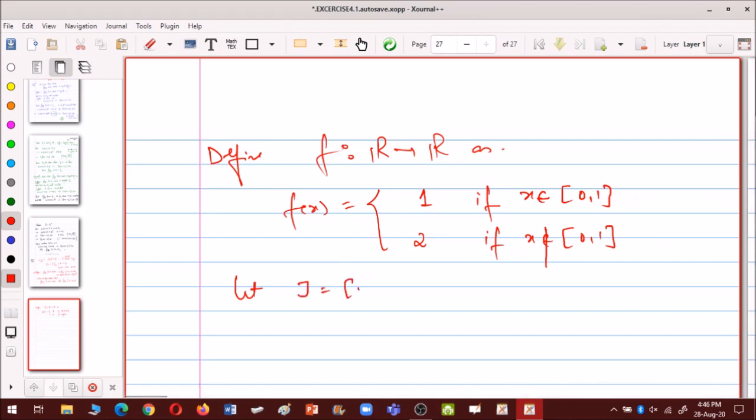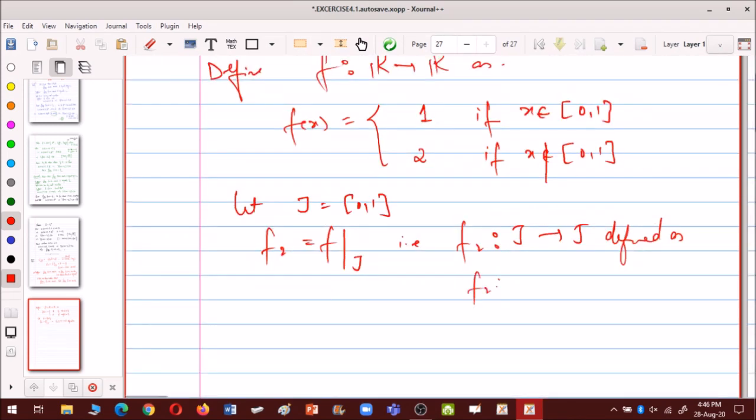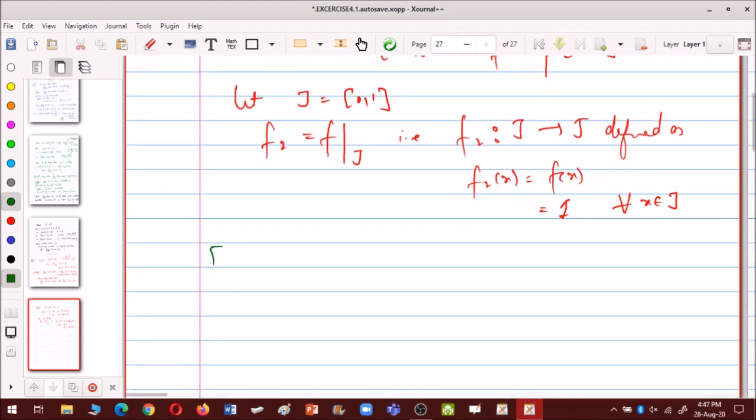And let J here be equal to the closed interval [0, 1] and f2 be the restriction of f on J, that is, f2 is a function from J to J defined as f2(x) equal to f(x), which is equal to 1 for all x belonging to J. So f2 is a constant function. First we will show that limit x tends to 0, f2(x) exists.